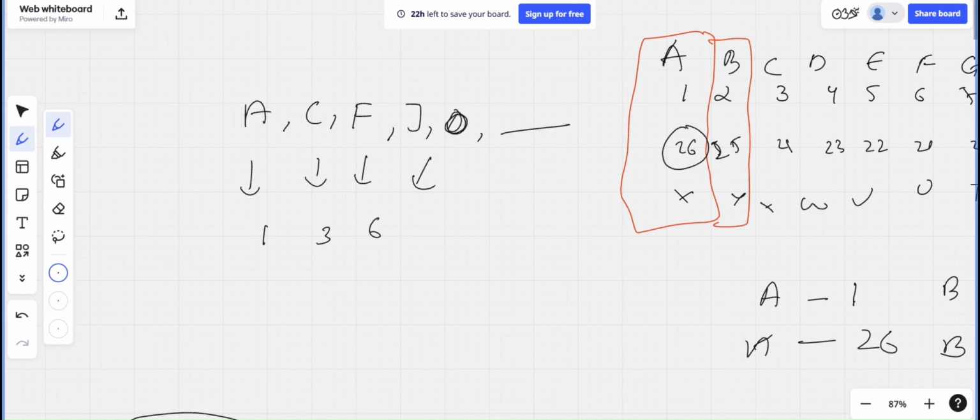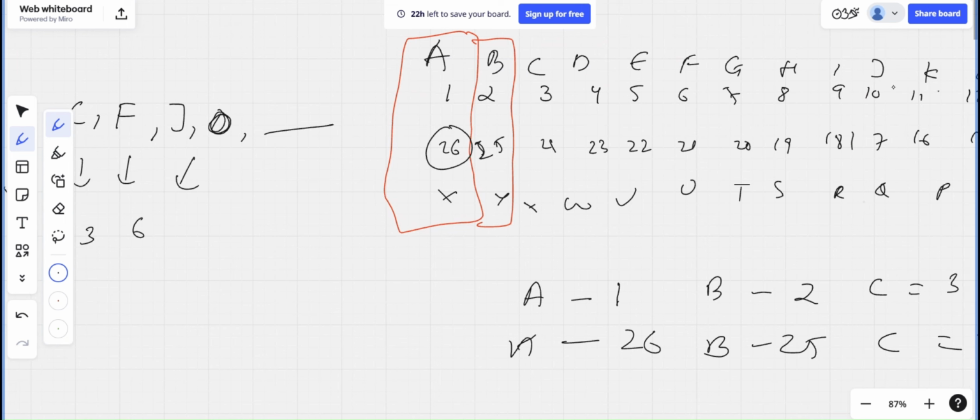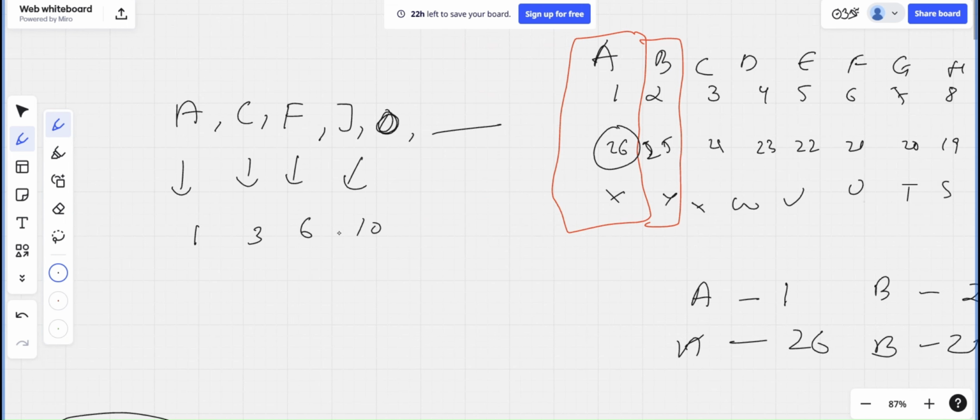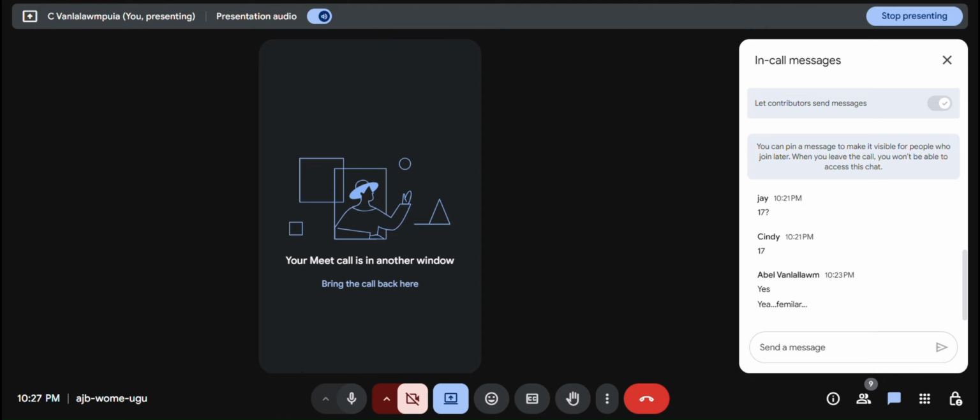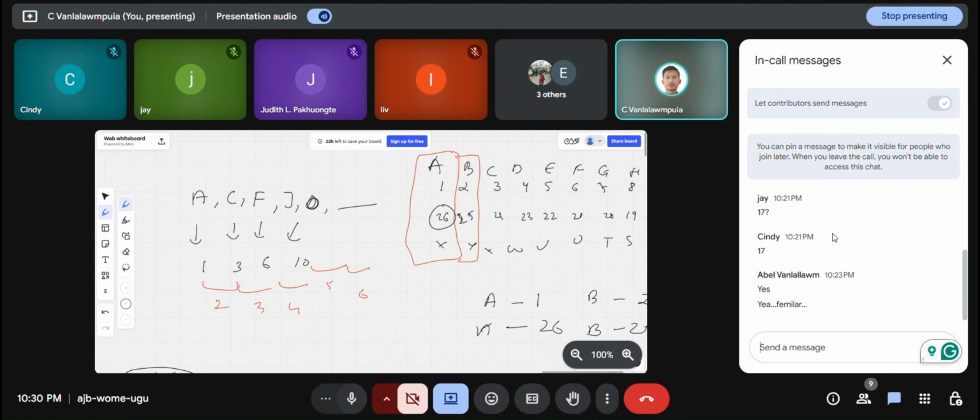And J is how much? Let's just see J. J is 10, right? See the increment from here. How much increment is here? 2, 3, 4, that means 5, 6. There will be 6 increment, right? So what should be the answer? Give me in the comment box. Quick, quick.